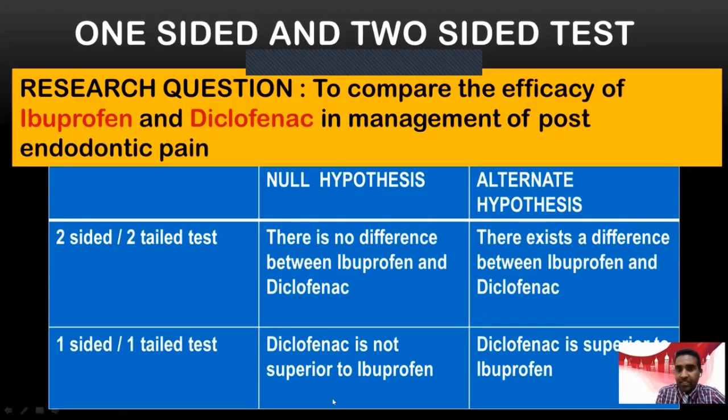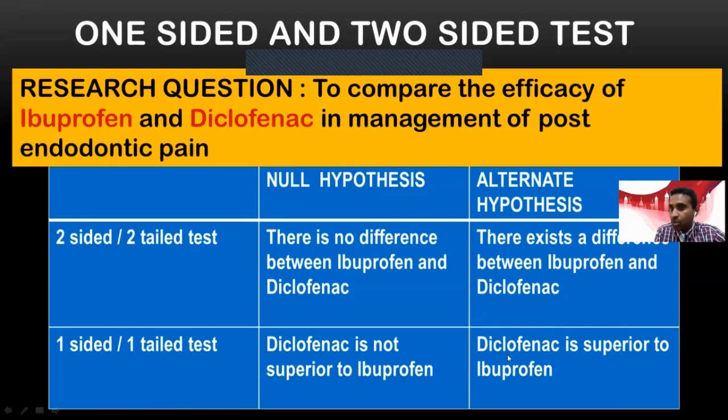Whereas in a one-sided test, we are going to test the hypothesis in only one direction. Diclofenac is superior to brufen. This is the statement we want to prove: diclofenac will be superior to brufen in post-endodontic pain. And what will be the alternate hypothesis? Diclofenac is not superior to brufen. Here we are testing the hypothesis in one direction. That is called a one-sided or one-tailed test.